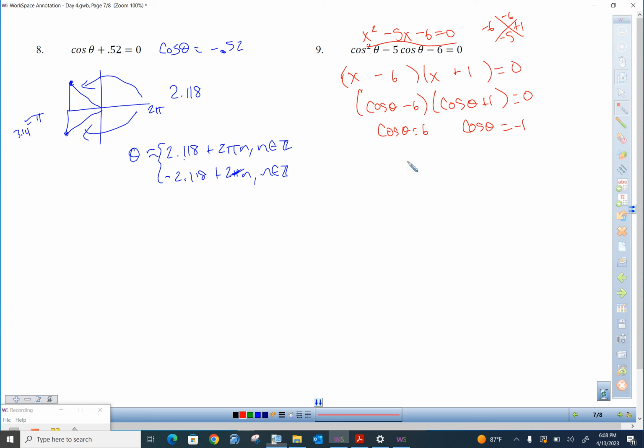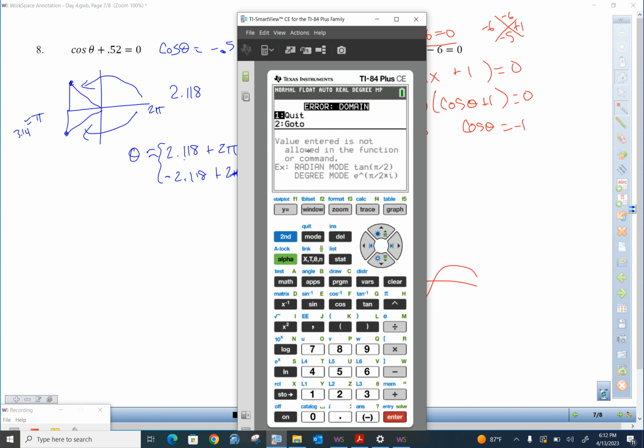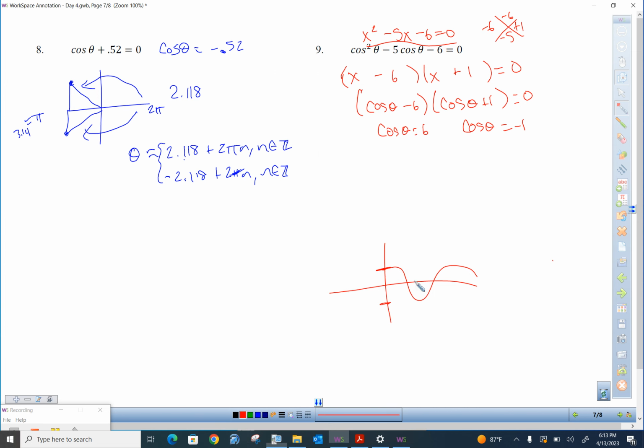Now we can draw visuals for this, and again, it looks like two processes, but a lot of times with these, they're not both actually possible. Think about the graph of cosine. Cosine has a maximum of 1 and a minimum of negative 1. There's no way for cosine to be 6. If you try to type it in your calculator, it's going to give you a domain error because that is outside of that output. It's just not going to happen. So that just goes away. A lot of times that'll happen where one just disappears. Remember, extraneous solutions are possible.